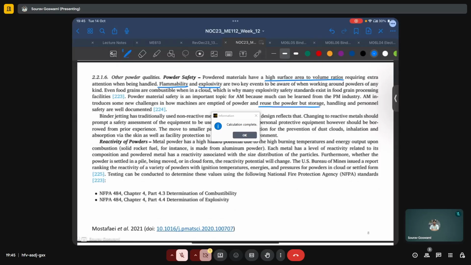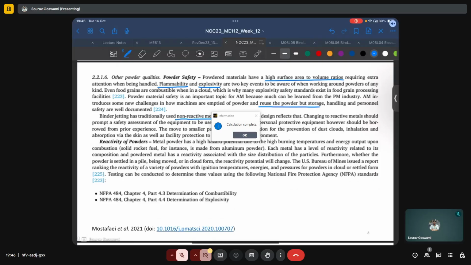Binder jetting has traditionally used non-reactive metals, and the equipment design reflects that in the sense that the setup is typically open to ambient atmosphere. There are no fumes, there are no high temperatures, there is no controlled atmosphere, no vacuum or purging with inert gases. Changing to reactive metals should prompt a safety assessment of the equipment to be used safely.